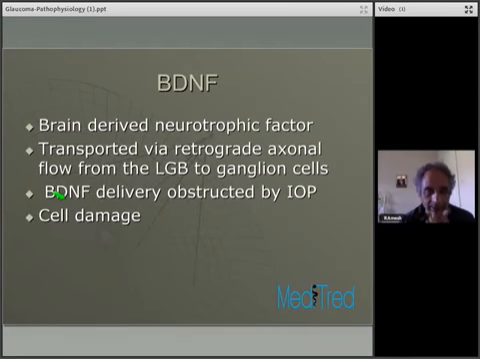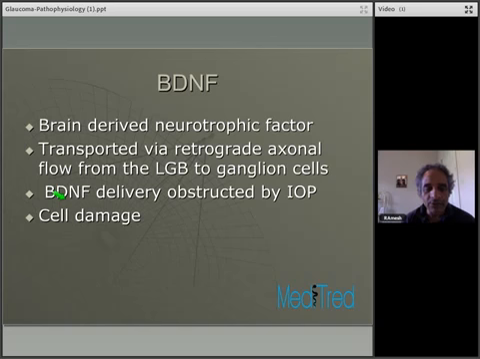There are other factors that people have identified in relation to ganglion cell death, and these include the brain-derived neurotrophic factor (BDNF), transported via retrograde axonal flow from the lateral geniculate body to ganglion cells. BDNF delivery is obstructed by IOP, leading to cell damage.